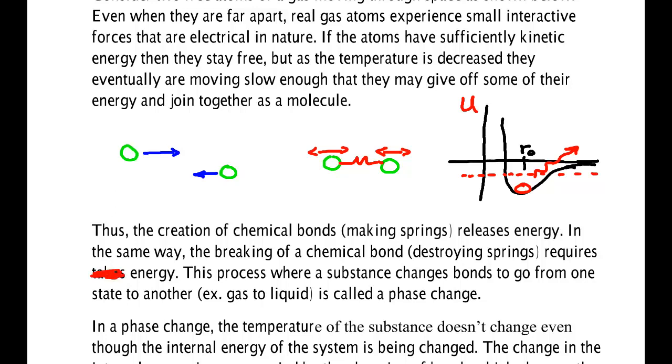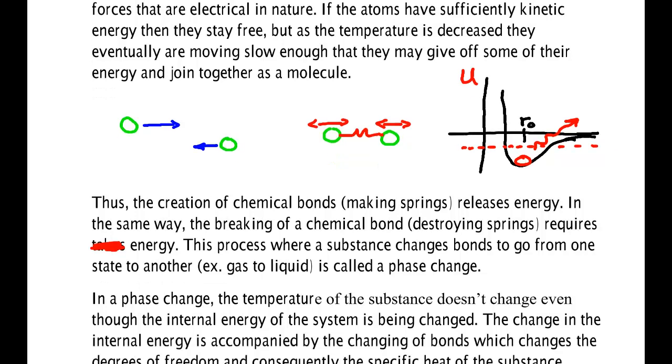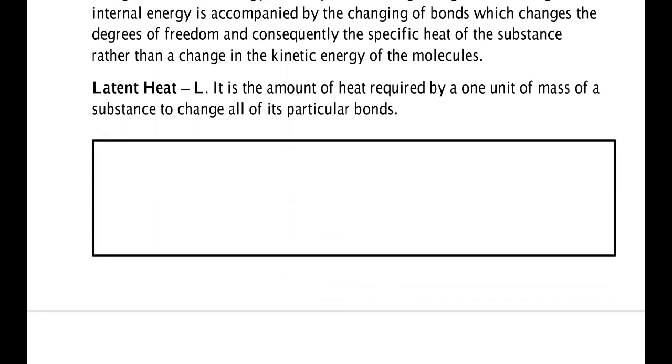One of them is good enough. This is called a phase change. Now, it depends on how much energy is required to make a bond or break a bond and how many bonds you have to make. So, this leads us to what's called the latent heats.